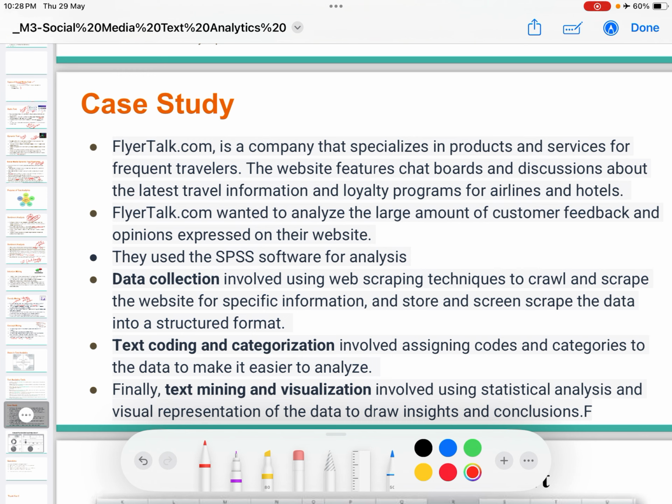Data collection involves using web scraping techniques to crawl the website for specific information, and store and screen scrape the data into a structured format. Text coding and categorization involved assigning codes and categories to the data to make it easier to analyze. Finally, text mining and visualization involved using statistical analysis and visual representation of data to draw insights and conclusions.